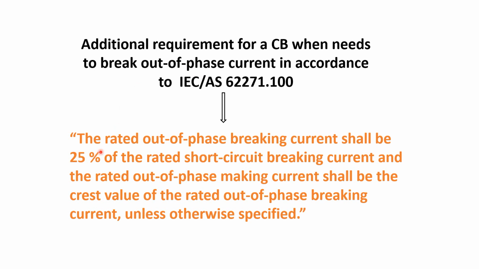So we're just putting a quotation from IEC 62271-100. The rated out-of-phase breaking current shall be 25% of the rated short-circuit breaking current of the circuit breaker, and the rated out-of-phase making current, which we are going to explain in the next section, shall be the crest value of the rated out-of-phase breaking current unless otherwise specified. So basically, the out-of-phase breaking current should be 25% of the short-circuit breaking rating of the circuit breaker.